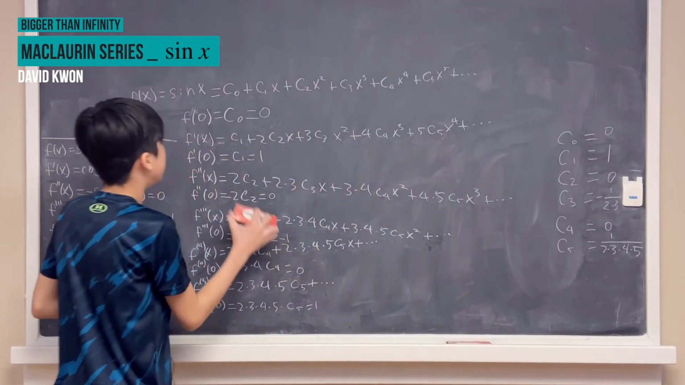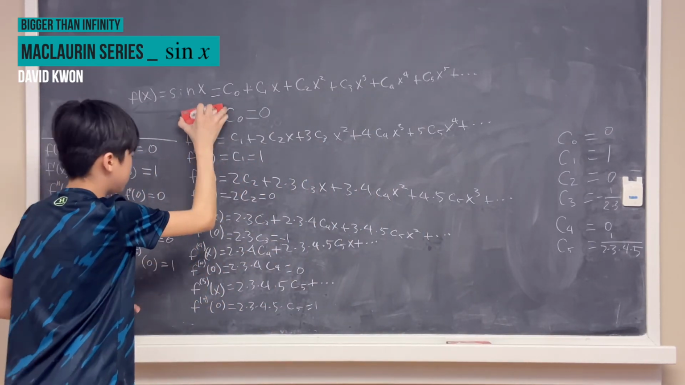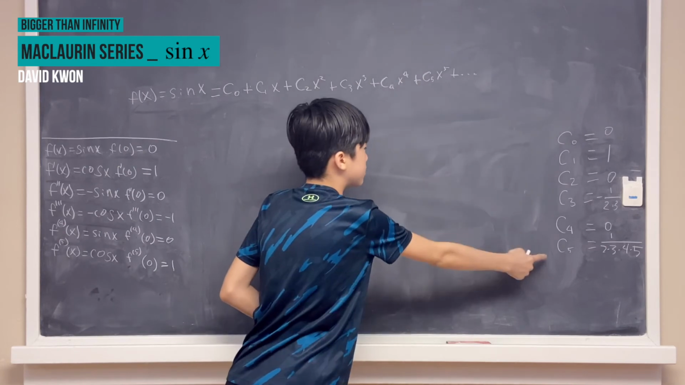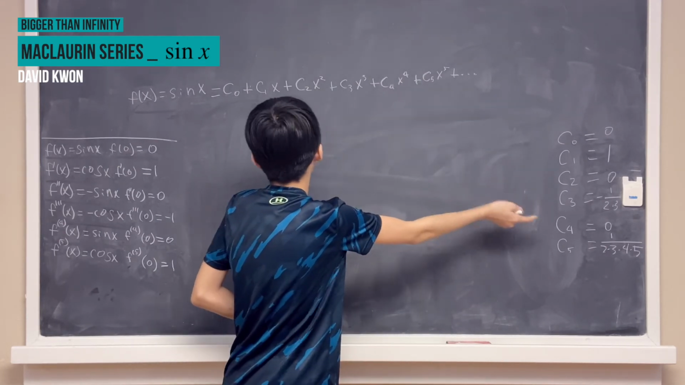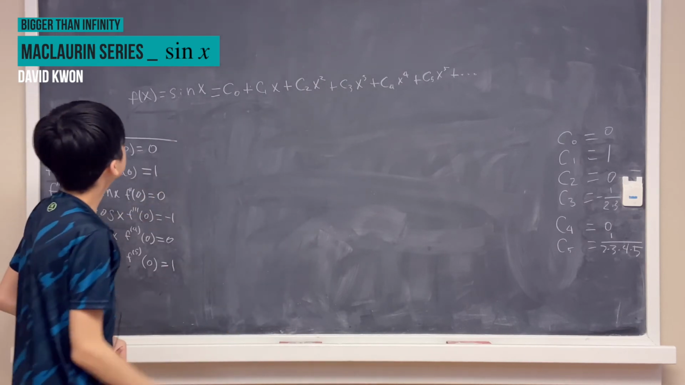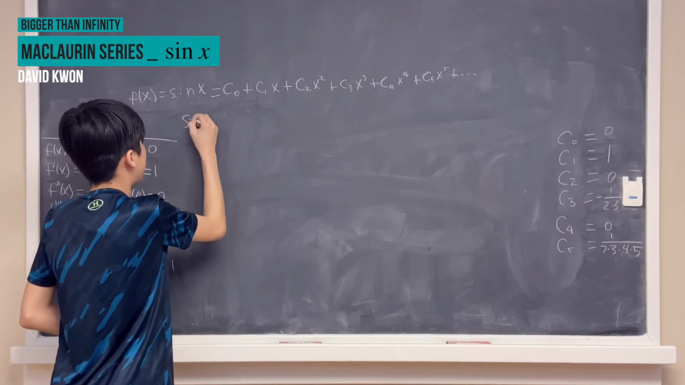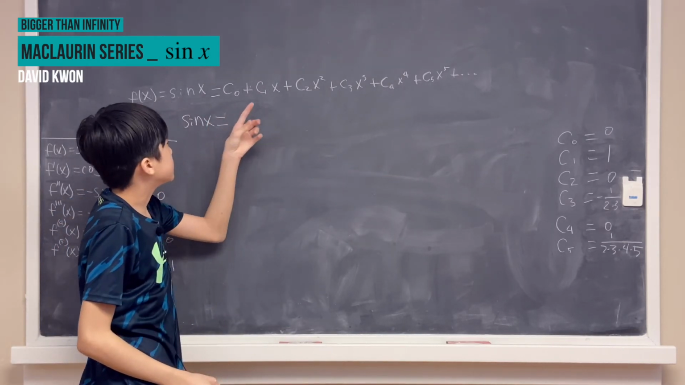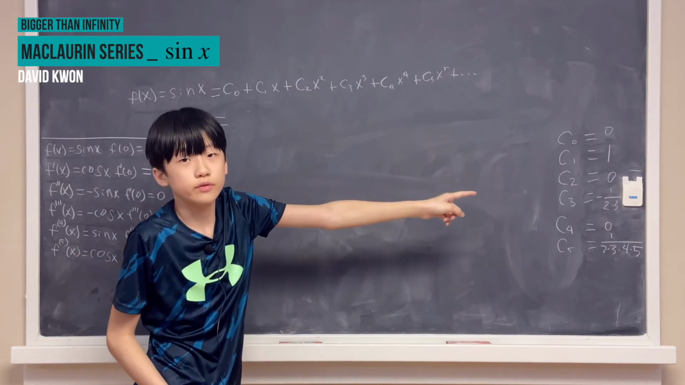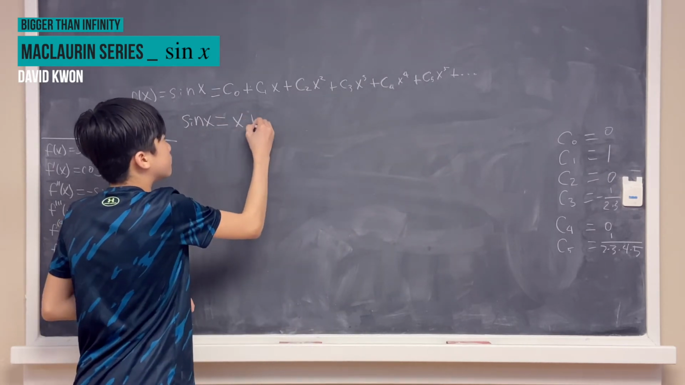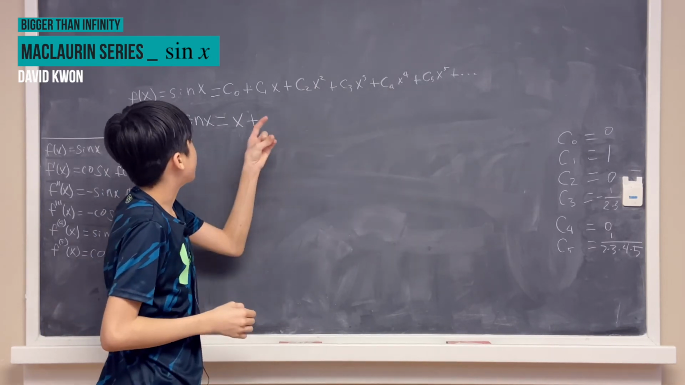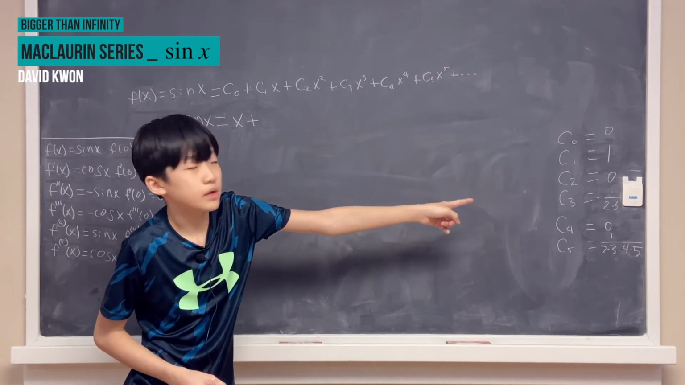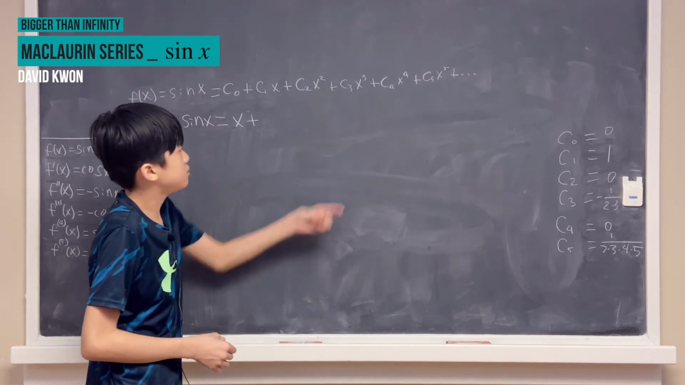We won't be needing these notes anymore. From what we have here, we will simply substitute them back into our original function. So we have sine x is equal to, c sub 0 is just 0, so we will not put anything there, and c sub 1 is equal to 1, so 1 times x is just x, plus c sub 2 is 0, so 0 times x to the power of 2 is 0, so we will put nothing there again, and c sub 3 is 1 over 2 times 3 times x to the power of 3.